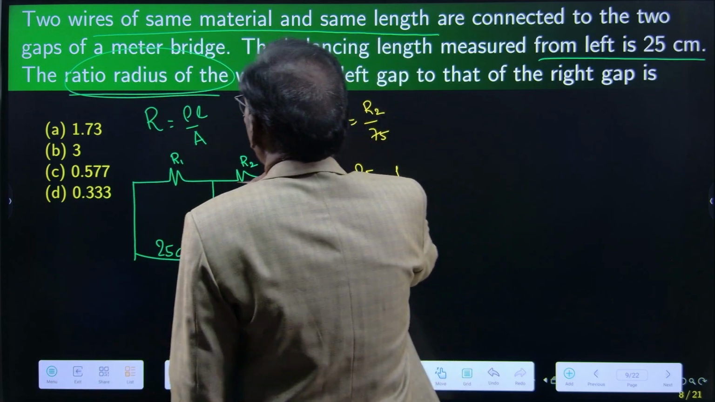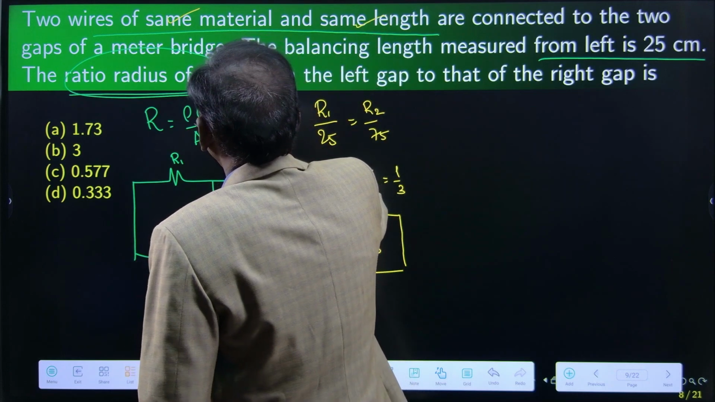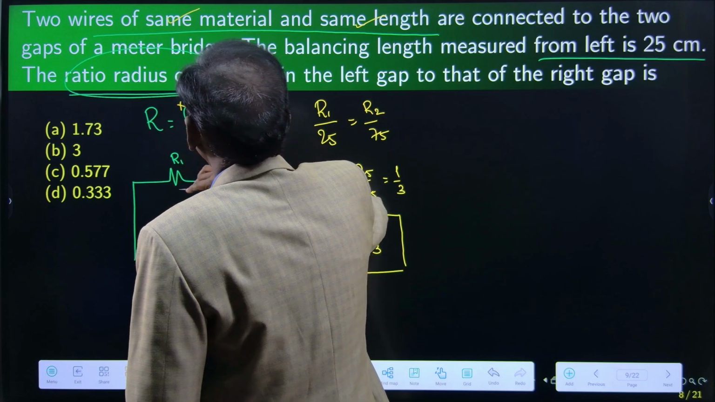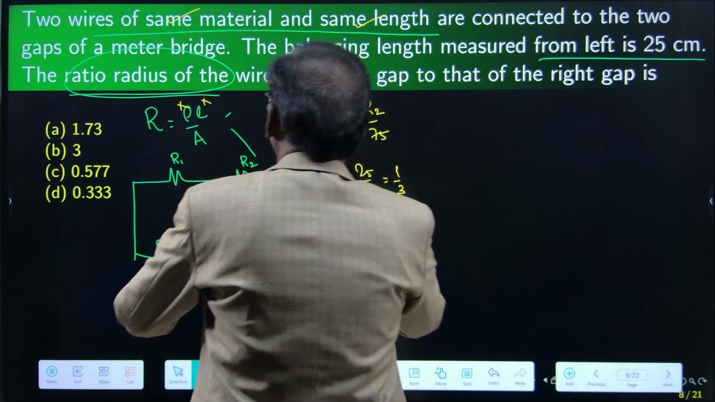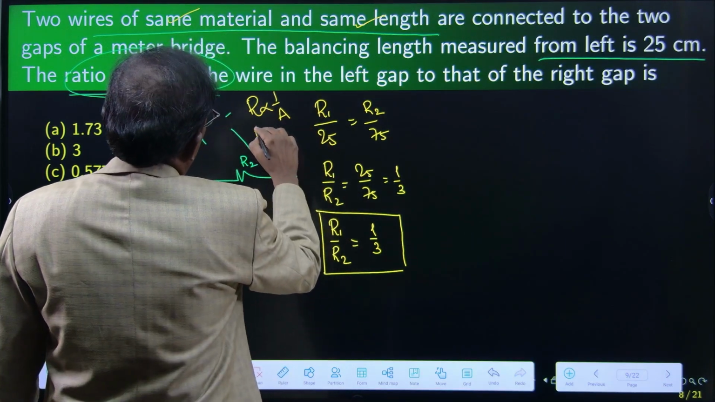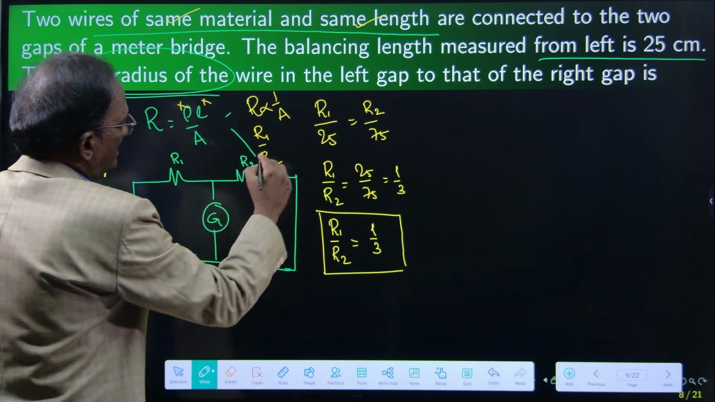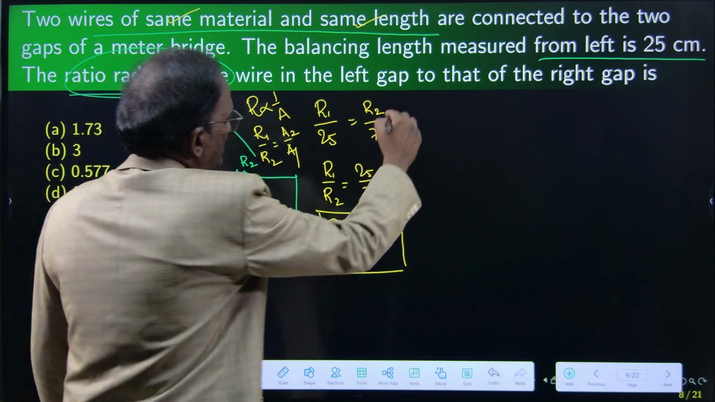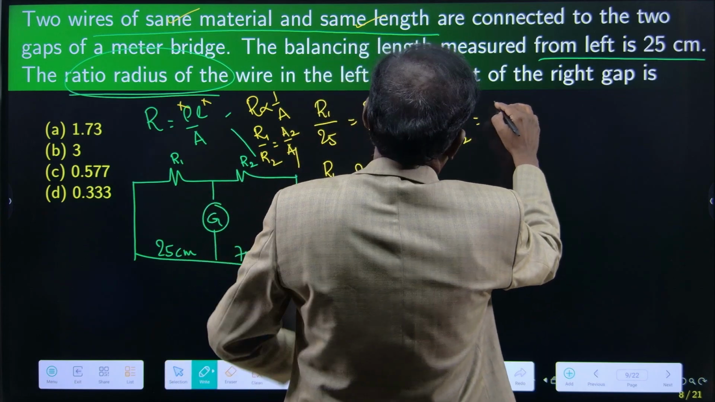Then R is equal to rho L by A, same wire, same material and same length. So rho is constant, L is also constant. R is proportional to 1 by A only. So R1 by R2 is equal to A2 by A1. Let me write it here. R1 by R2 is equal to A2 by A1.